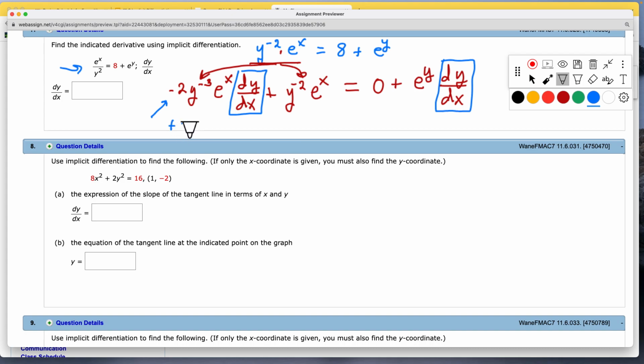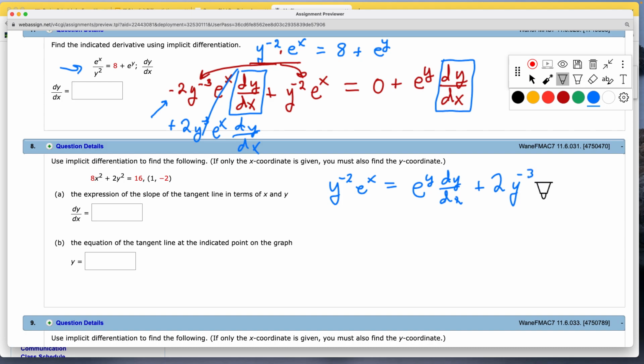I'm going to add 2y to the negative third e to the x dy dx. This whole thing, I'm going to add it to both sides. I'll just write it over here because this now becomes 0. And what we're left with is y to the negative 2 e to the x, and that's going to be equal to e to the y dy dx plus 2y to the negative 3 e to the x dy dx.